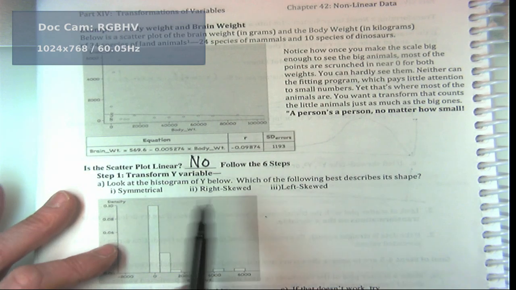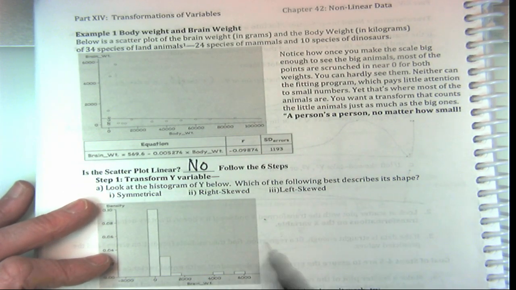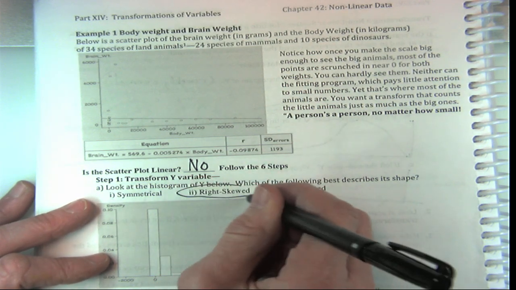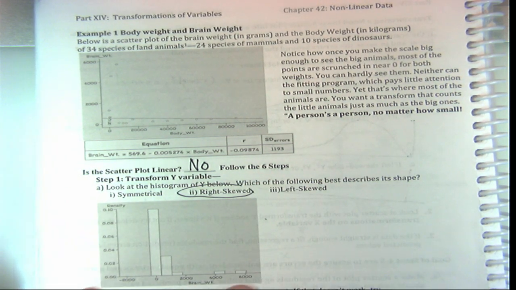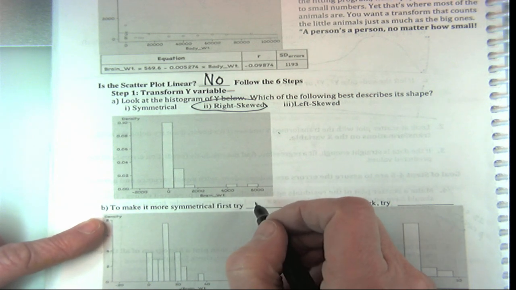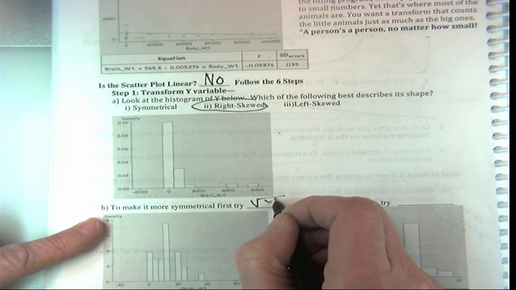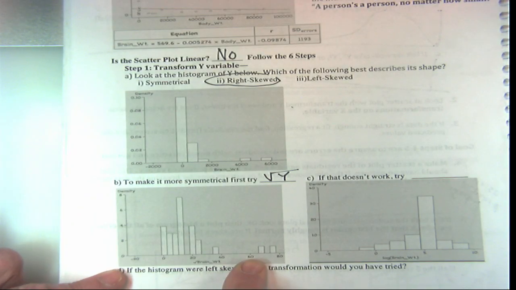So, look at the histogram of Y. Which of the following best describes it? It's right skewed. Right skewed. So now, to make it more symmetrical, we are going to do these steps, going up this ladder, right? We're first going to try the square root of Y. It's better. And then if that doesn't work, try the log.